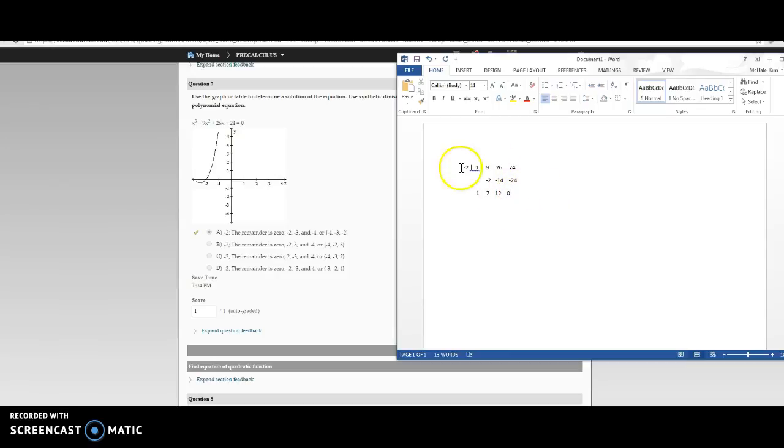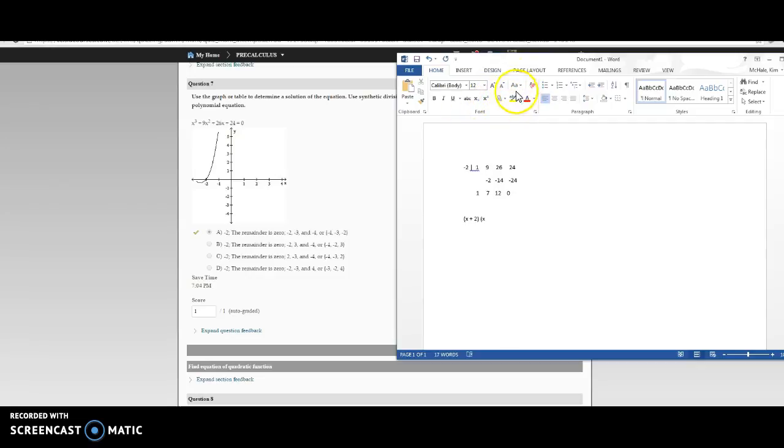It also means that the original polynomial has a factor of x plus 2, and then also has these coefficients in the remaining polynomial. And so what I can say is my new polynomial can be factored into x plus 2 times x squared.